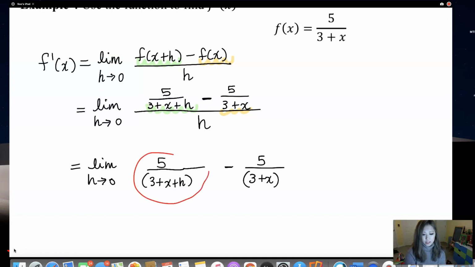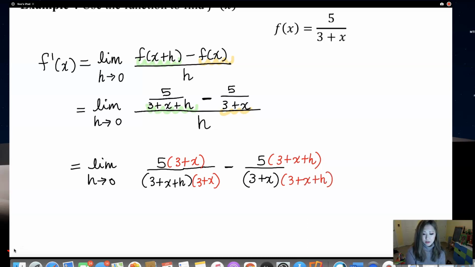Now, for the first fraction, I'm going to multiply the top and bottom by 3 plus x, okay? Top by 3 plus x. The bottom by 3 plus x. Perfect. Alright, now going to the second fraction. I'm going to multiply the top and bottom by, this time, 3 plus x plus h. Parenthesis 3 plus x plus h. And the same exact trinomial in the denominator. Okay, so we got the common denominators.